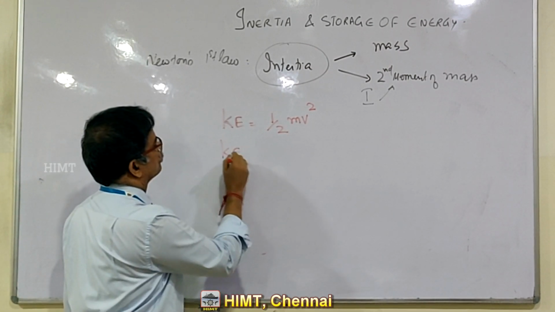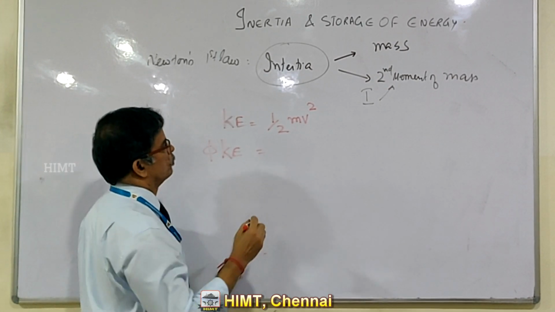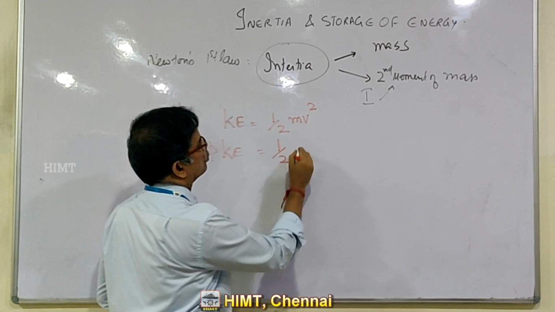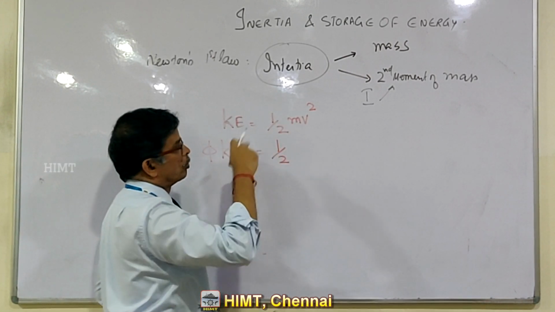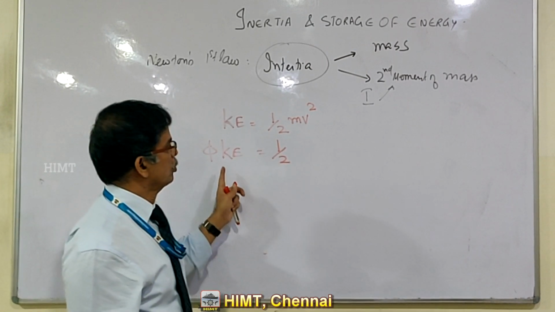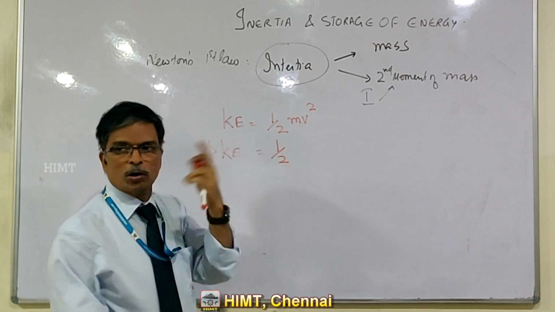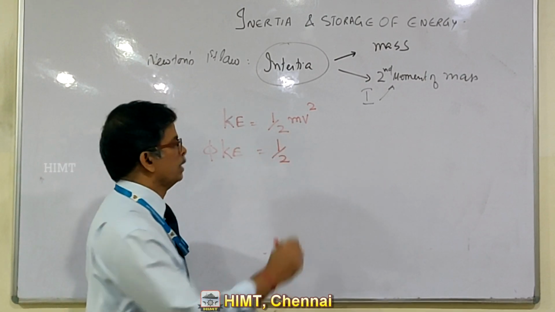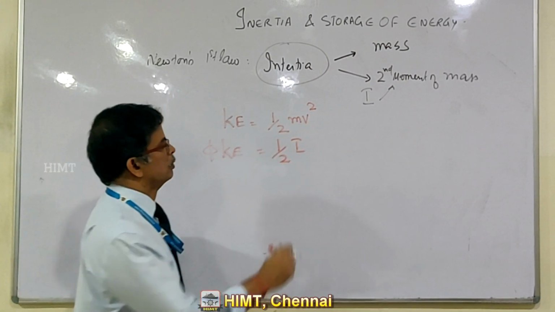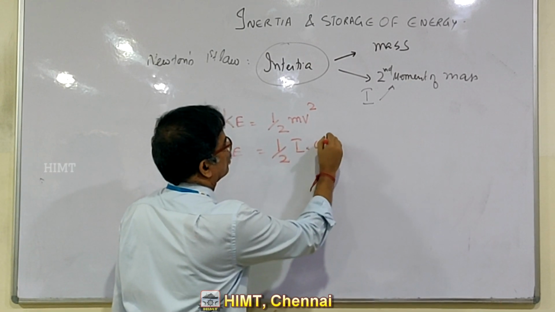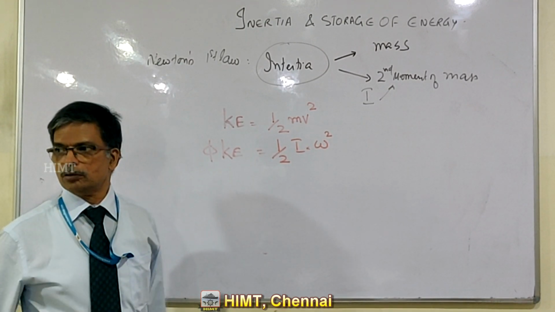Kinetic energy for a rotating, revolving object like this is half into inertia. For translation motion, inertia is m, and v equal to r omega. So that is different. This is kinetic energy for linear motion. For rotation, you will not write m here, you have to write I, the second moment of mass, in place of m. And in place of v should be omega. This is for kinetic energy of rotation.